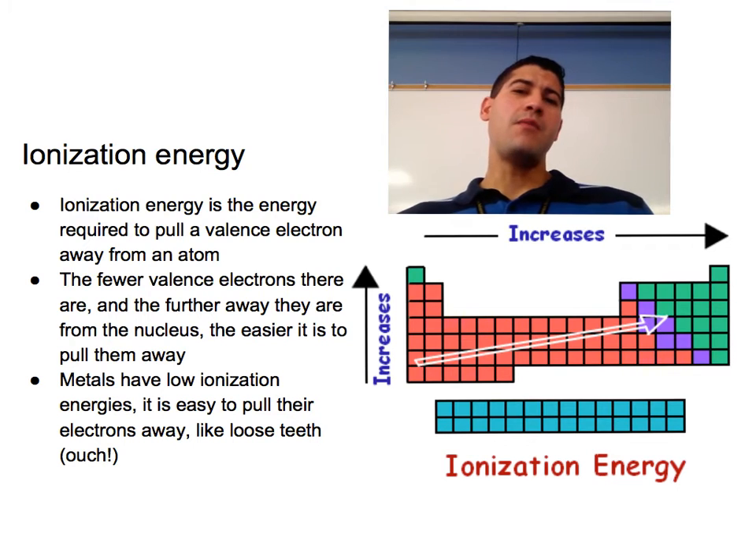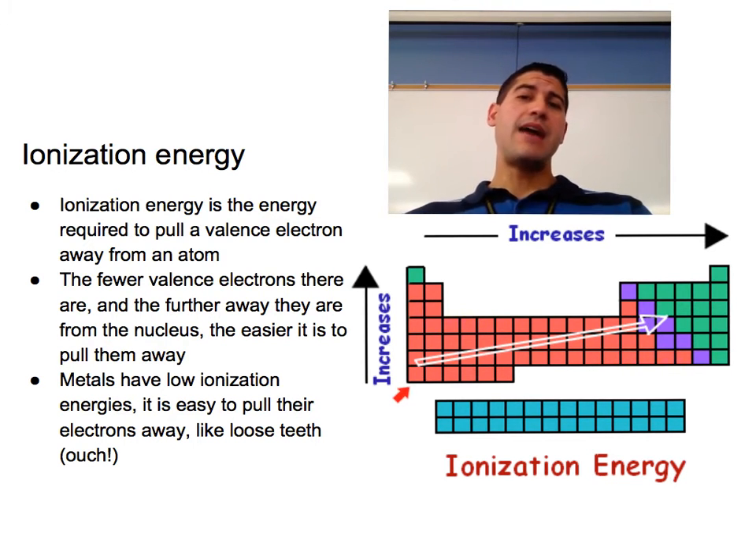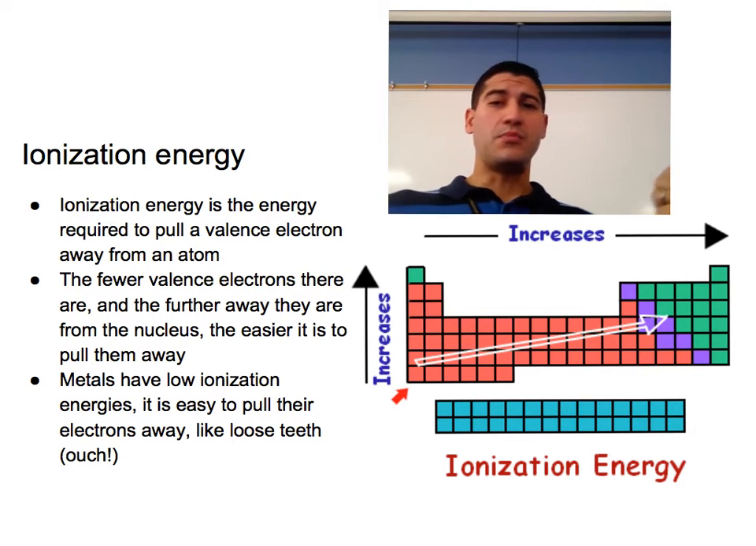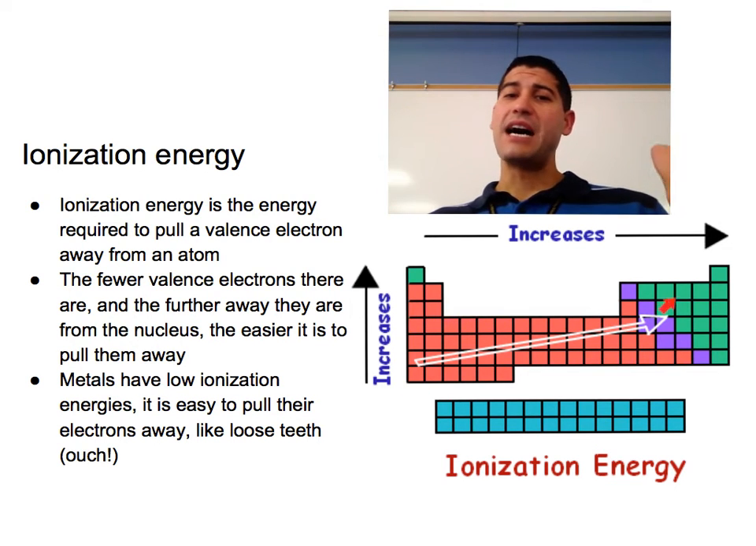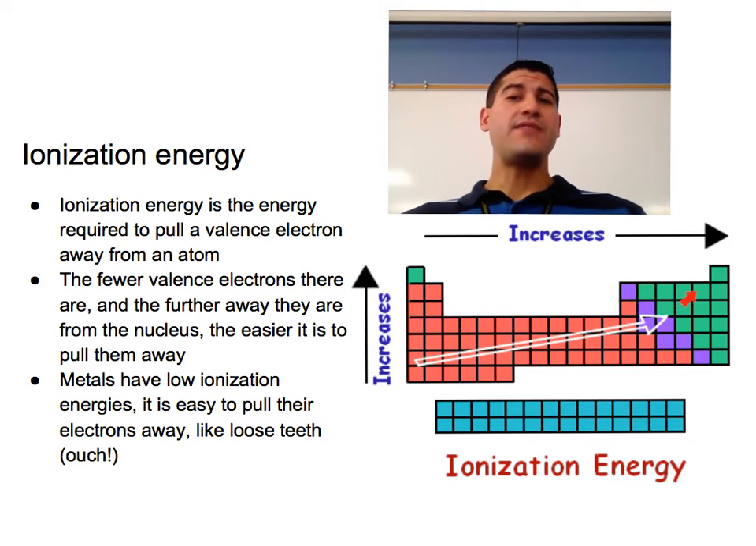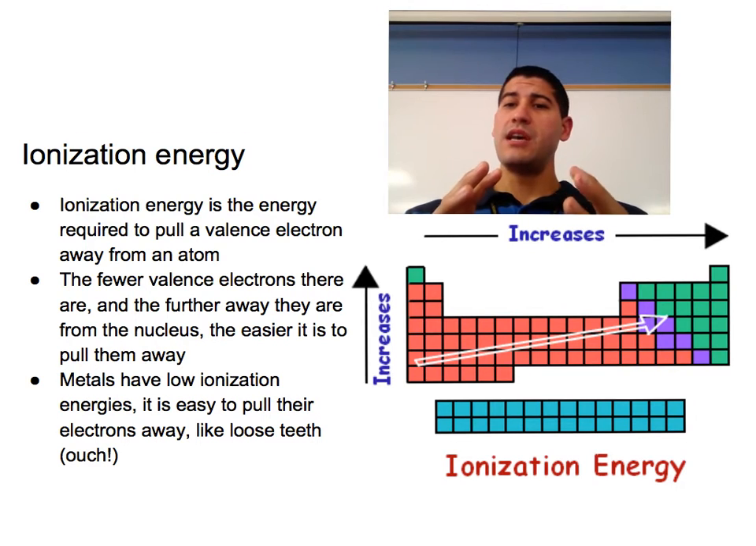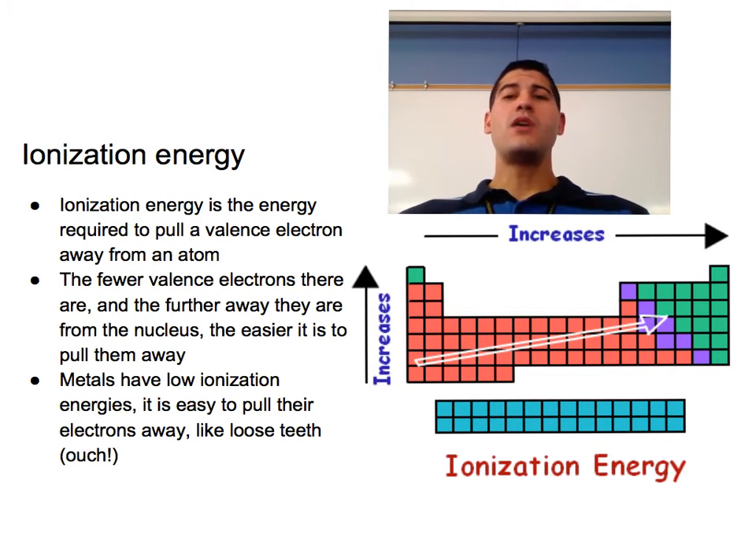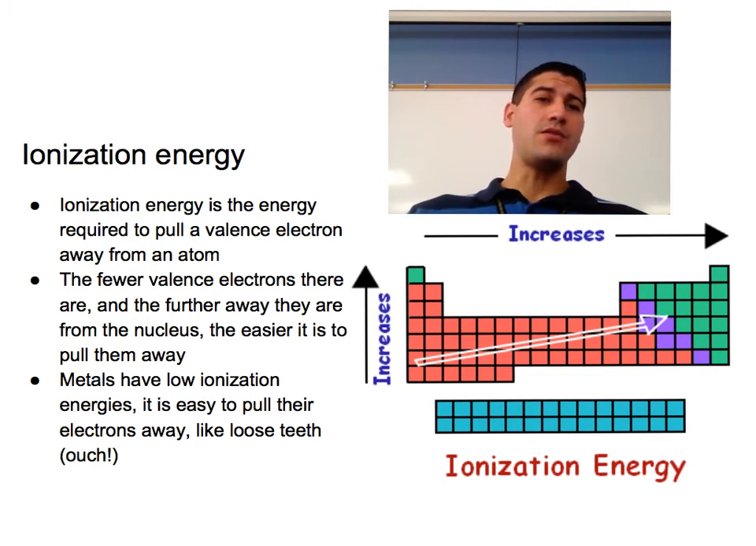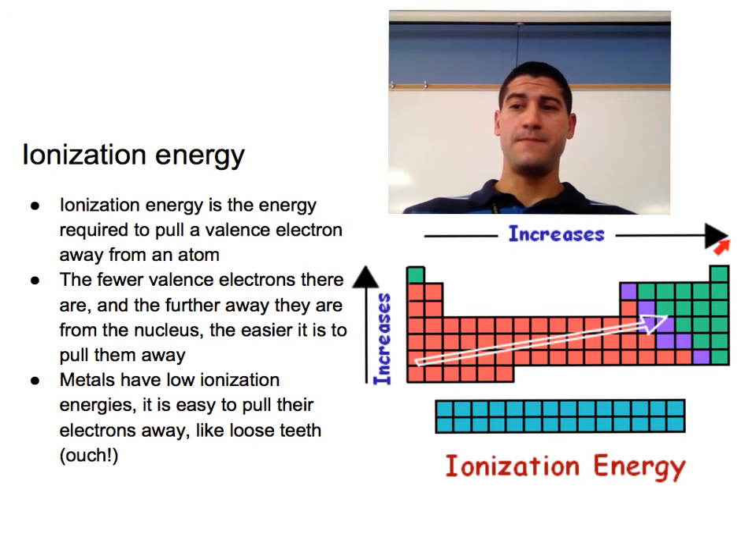You can think of an atom with a low ionization energy, like francium down here, as having a loose tooth. It's easy to pull its valence electron away. Atoms up here, like fluorine, have high ionization energies. It's very difficult to take their electrons from them because of the strong electrical attraction between their nucleus and their valence electrons. So ionization energy once again increases. It gets harder and harder to pull electrons away from elements when you go up and to the right.